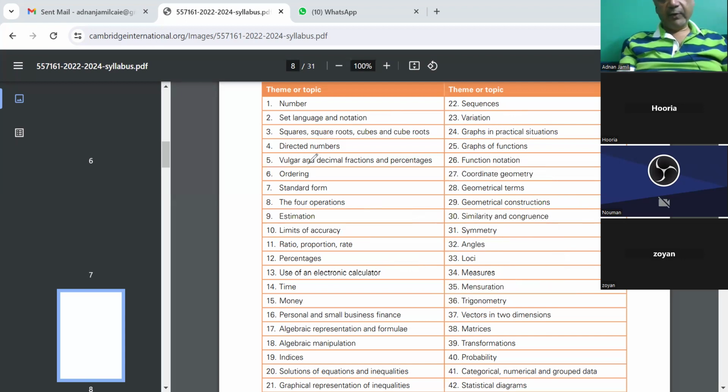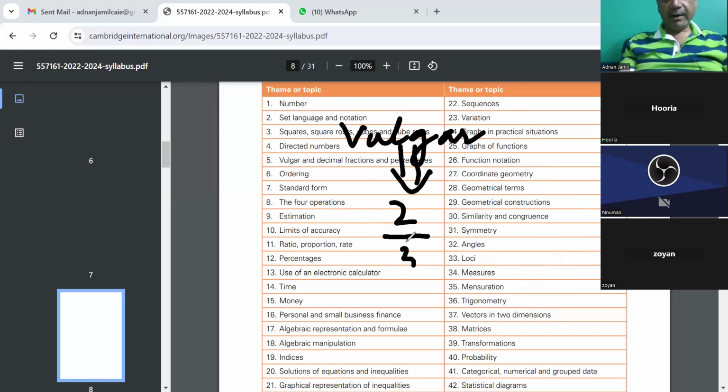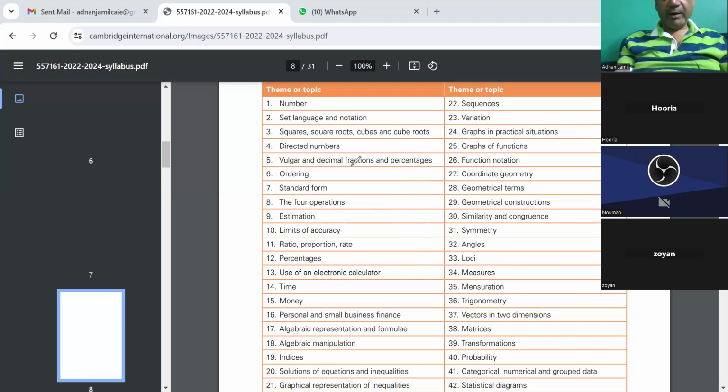Next is vulgar and decimal fractions. Vulgar fractions have a very funny name, as they are not vulgar in nature. Basically, they are the numbers which are in the simplest form, like 2 upon 3, which cannot be simplified further. So they are known as vulgar fractions. Okay? Although the name doesn't suit them because they are in the simple form. So they are simple people, right? So why are they vulgar? I don't get it, but still. Okay. And decimal fractions and percentages, I already told you.